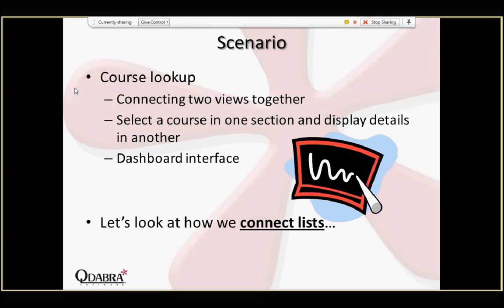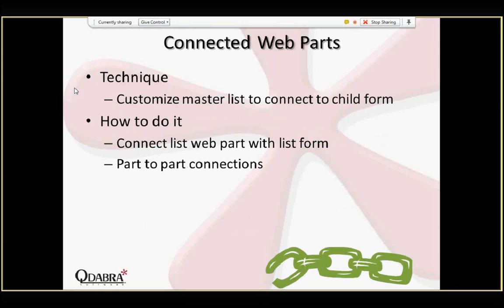This is nice because I don't have to lose that list on the left-hand side. It connects the two views together and creates this dashboard interface. So it's creating this master-detail relationship. That's the scenario I'm going to be talking about right now.